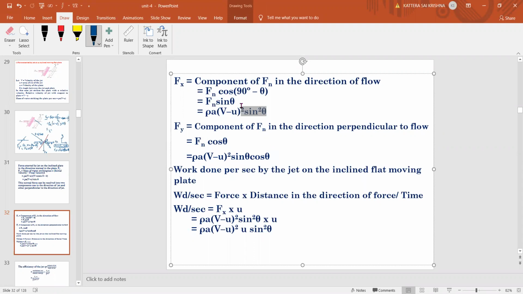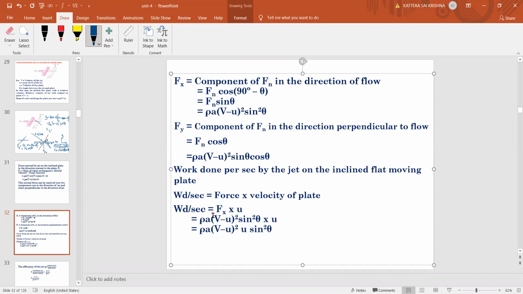So after finding Fx and Fy, always we'll find the work done by the jet in the direction of the jet, that is in the direction of x, right? So work done per second is, as I said already, force into velocity of the plate, which is nothing but distance in the direction of force by time. Distance per time is velocity, so I have written here, force into velocity of the plate.